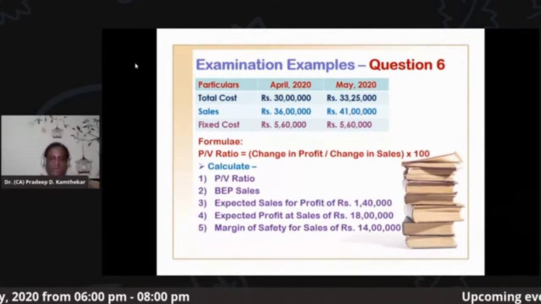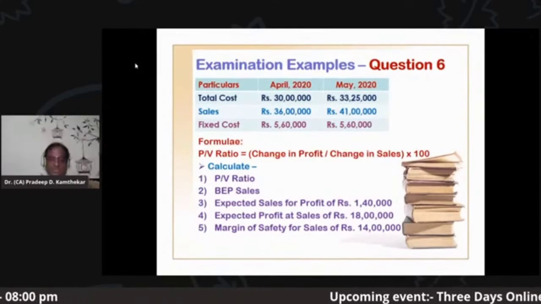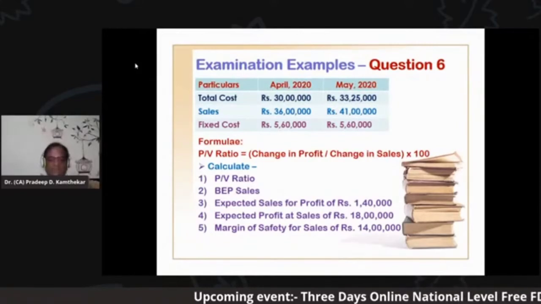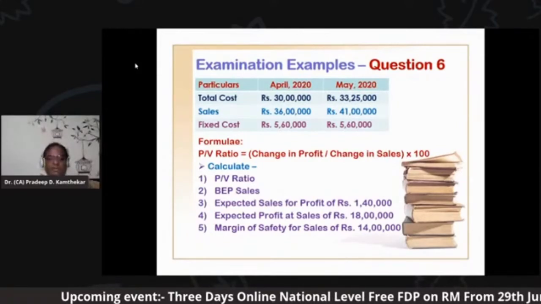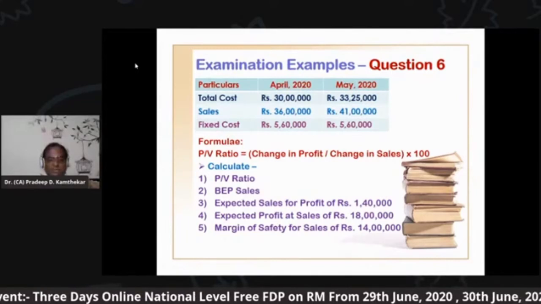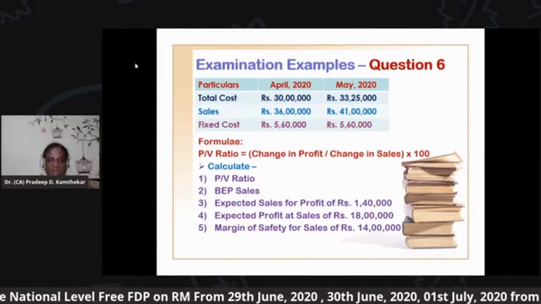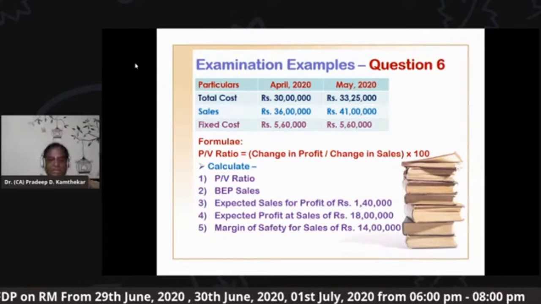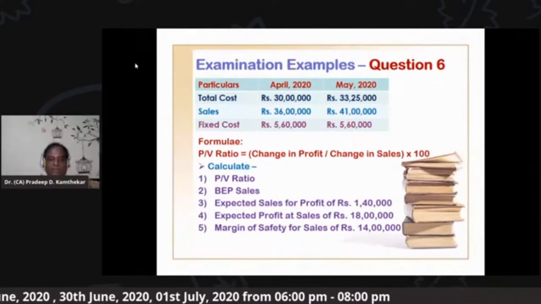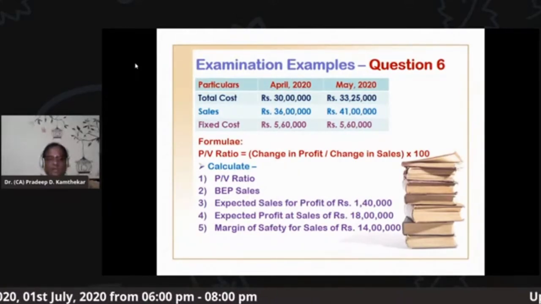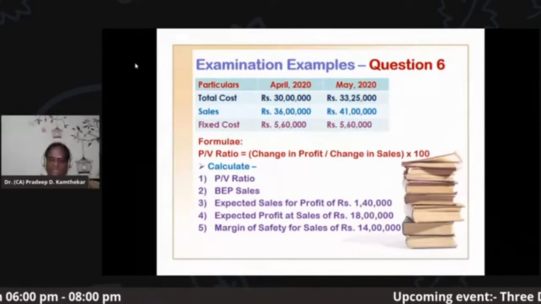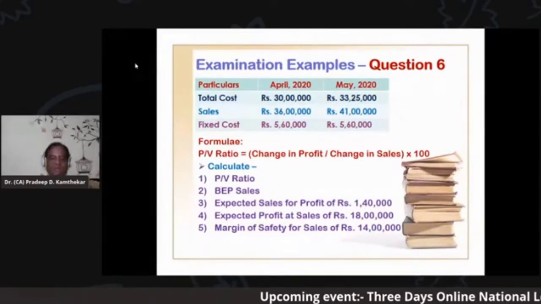So let us first do working to calculate what? Profit, because profit is not given here, sales is given. And friends, you know how to calculate profit? It is sales minus total cost. So we'll prepare a table where we'll write sales first, from that we'll minus total cost, then we'll get profit of April and May, and then we'll see what is the change in profit, and then divided by change in sales into 100, we'll calculate PV ratio.